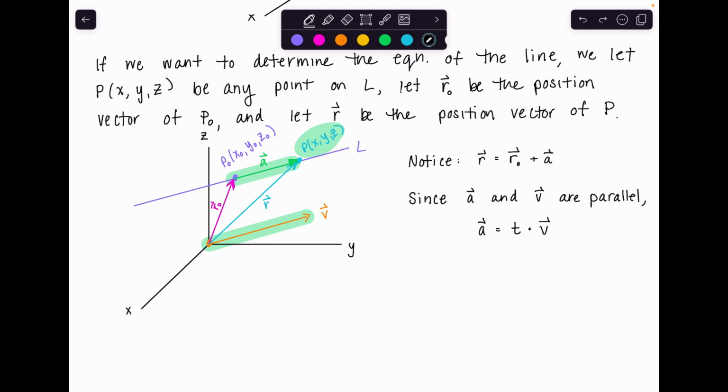So what I can utilize: I know my vector v, I know my vector r naught. t is the parameter that I'm searching for to scale this up or down. So ultimately what I get is the vector r is equal to that initial position vector plus some scaled version of that direction vector v. So this is the vector function of line L.